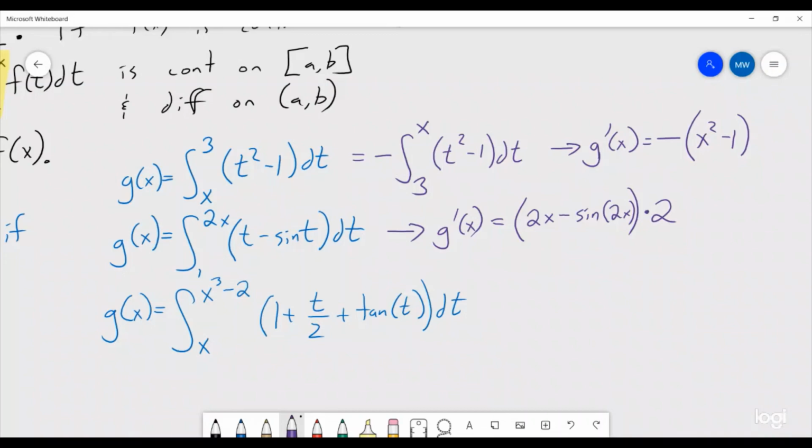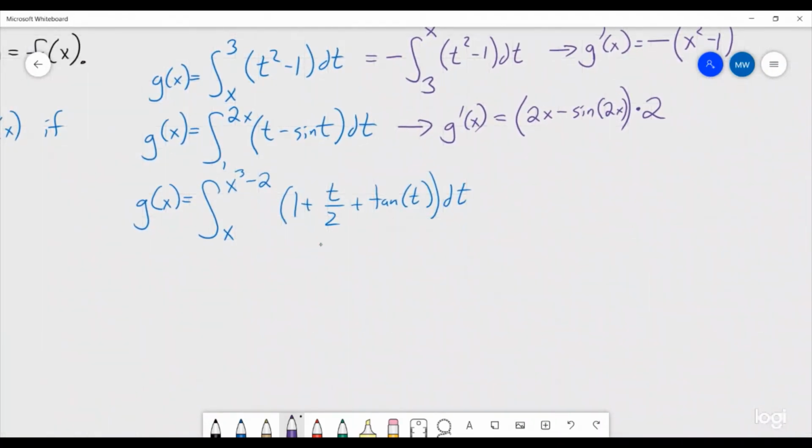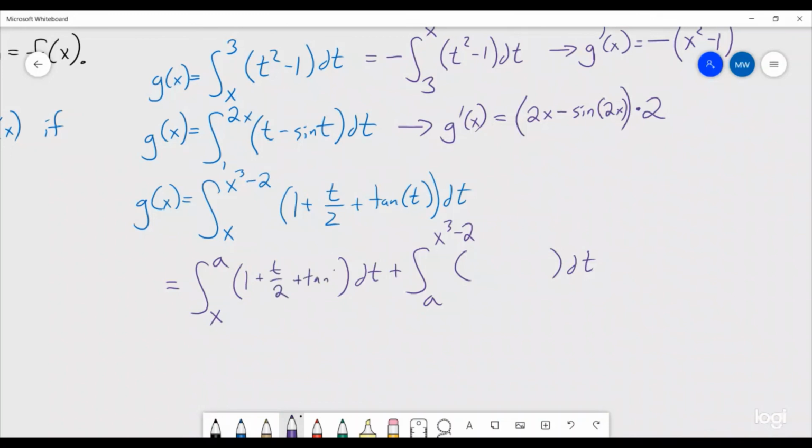So the way we're going to do this is we are going to first rewrite that as the integral from x to a constant a of the function dt plus the integral from a to x cubed minus 2 of the function dt. So if we do it like this, we are breaking this up into 2 pieces so that we can evaluate each piece separately. And the important thing is each piece is now in a form that we can deal with.